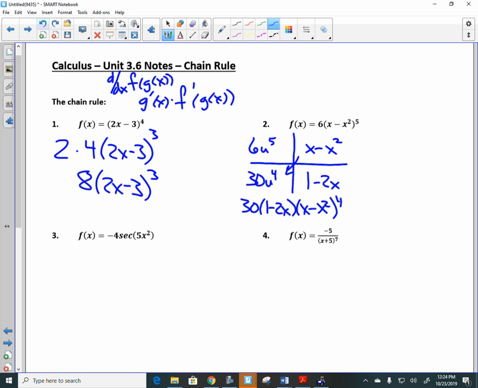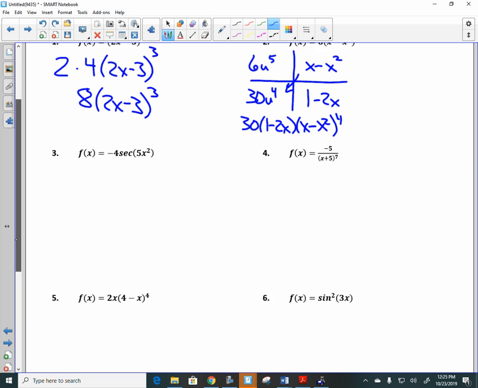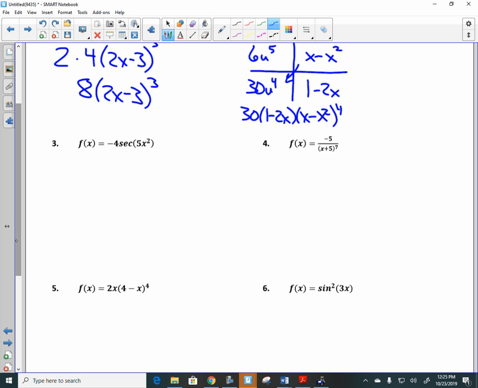Sometimes you may choose to look at the problem and say, I'm not going to set up the boxes. I'm just going to do the chain rule nice and simple. Other times you might say, well, I need to set up the boxes. It's challenging for me. This is one where I would not set up the boxes.